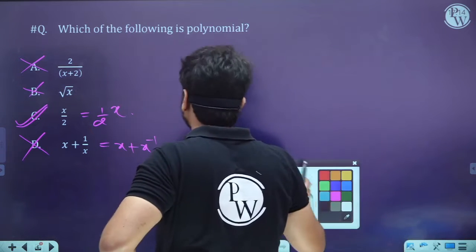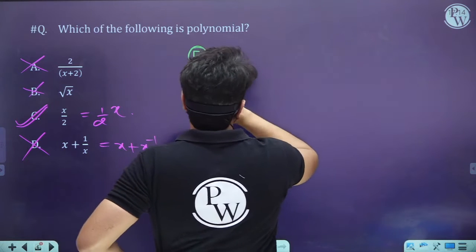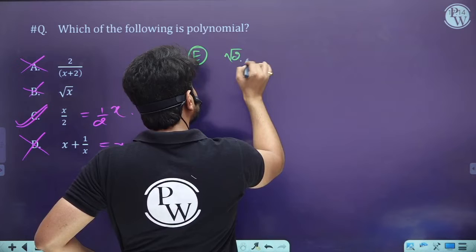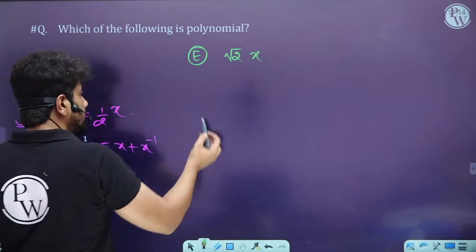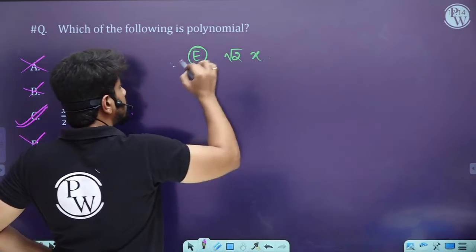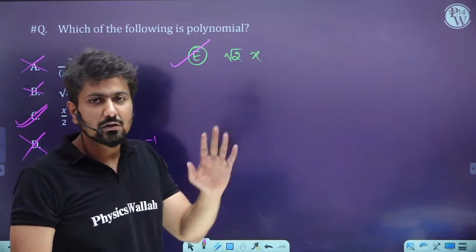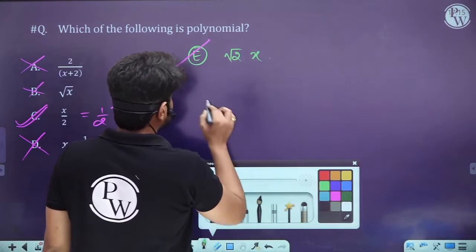Suppose I make a few more options, option E, let's call it root 2 times x. Is this a polynomial? Yes, this is a polynomial, because here the power of x is 1. Power of x is a whole number. This is a linear polynomial.